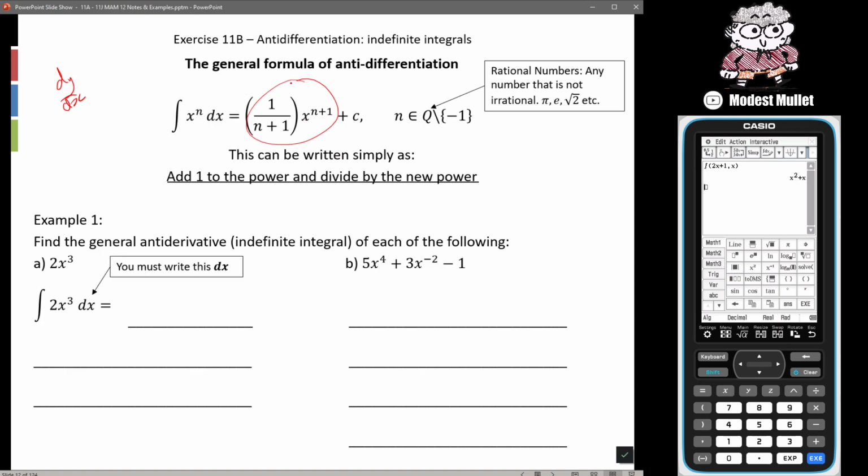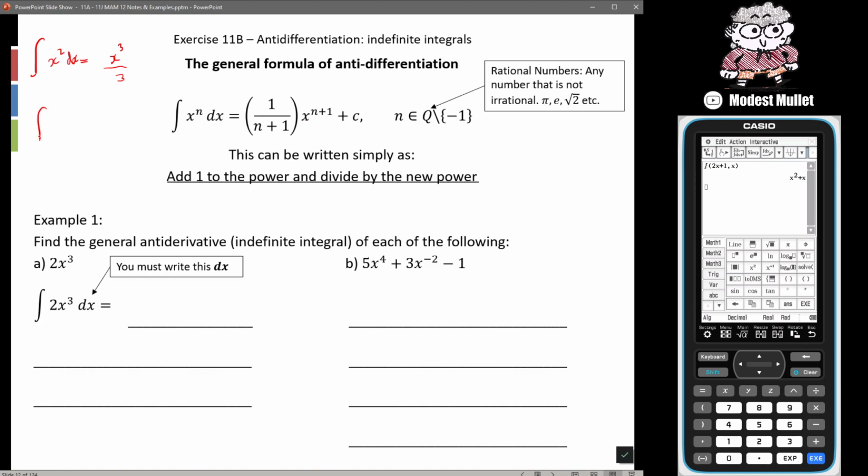To summarize this rule, it's quite easy: all you're going to do is add 1 to the power and then divide by the new power. So if I want to integrate x squared with respect to x, that's what dx means, I'm going to add 1 to the power, so I'm now going to get x to the power 3, and then I'm going to divide by the new power. I could have also written this as 1 over n plus 1, but it's the same thing.